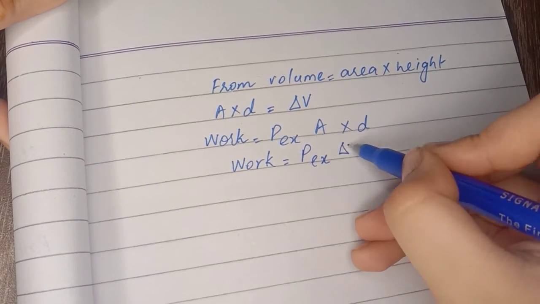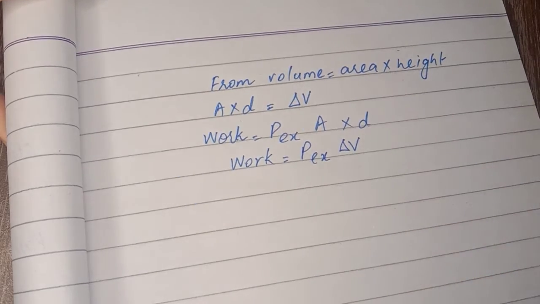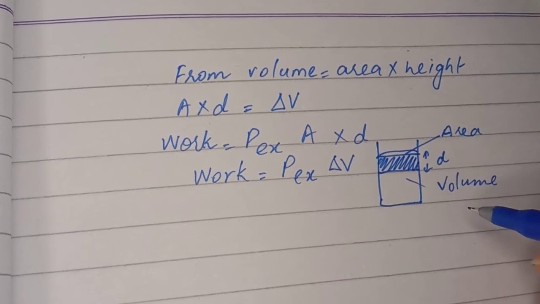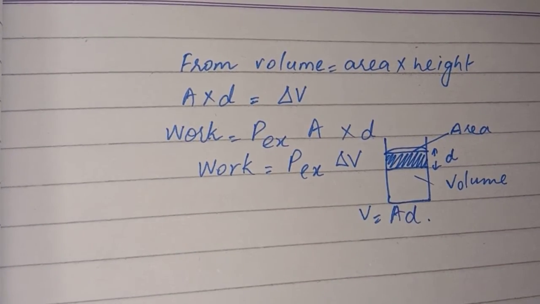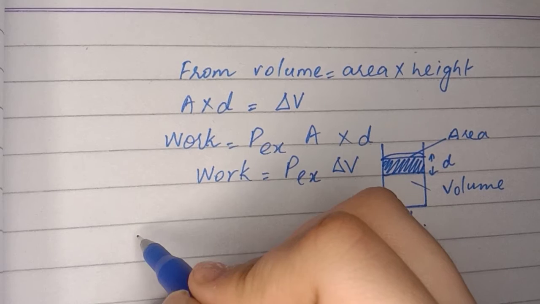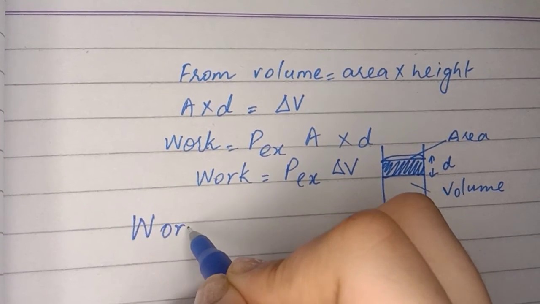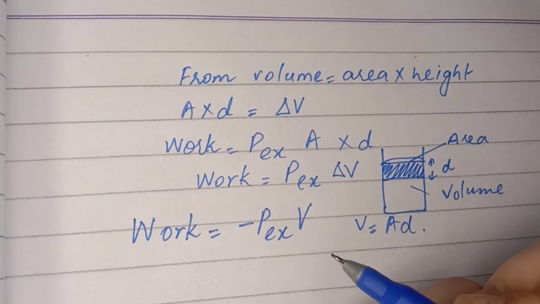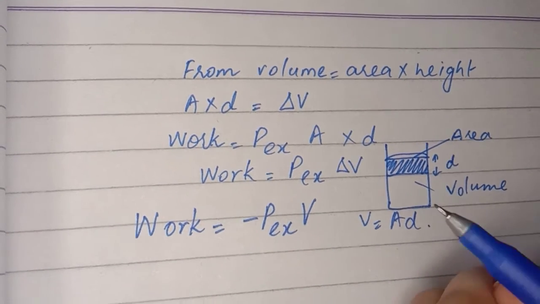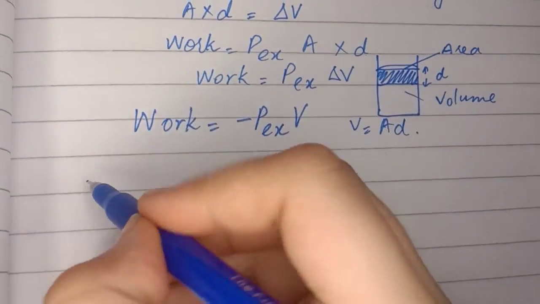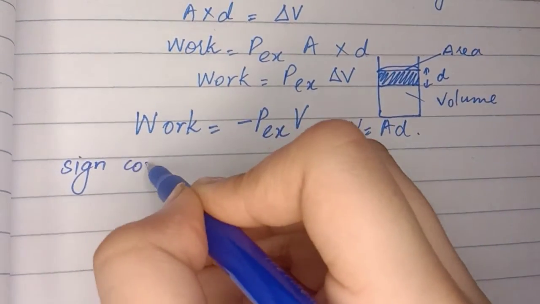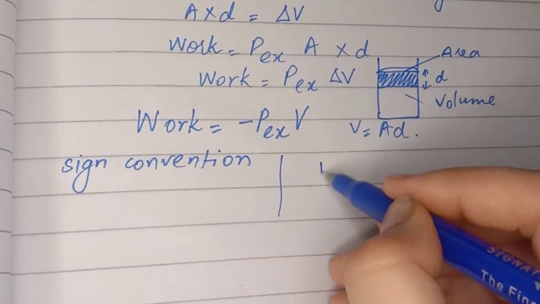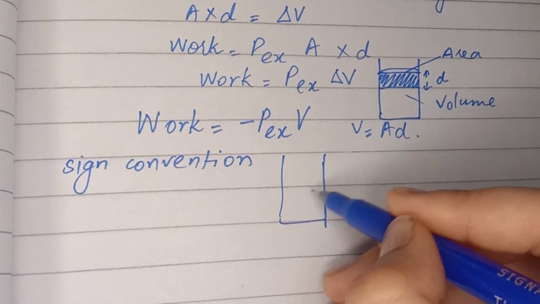So work is equal to P external A into D, and here goes the derivation, which gives us work is equal to minus P external into delta V, which is the expression which is applied to all the systems. A gas is easiest to visualize in this case, but the expression also applies to an expanding liquid or solid. However, the equation applies only when the external pressure is constant, as I told you before, during the expansion. So the sign convention here is negative.